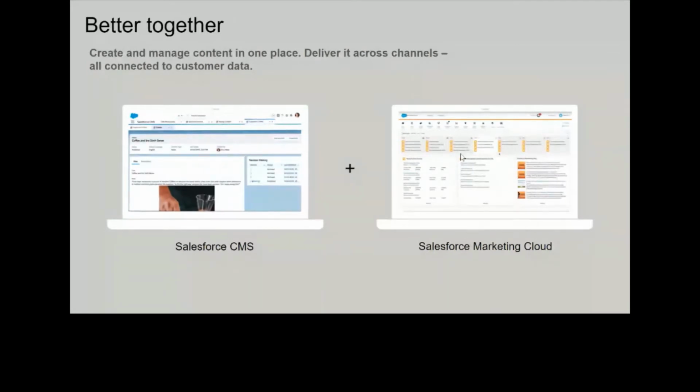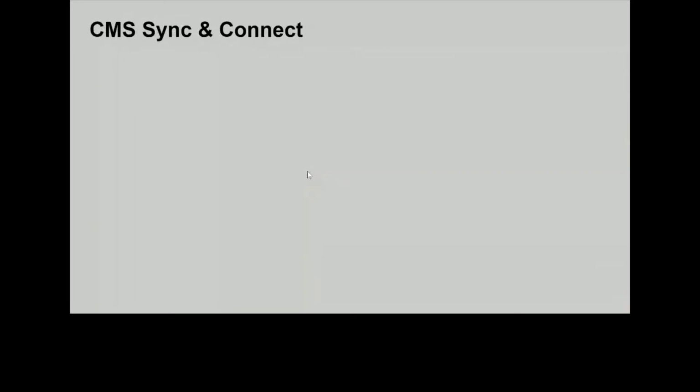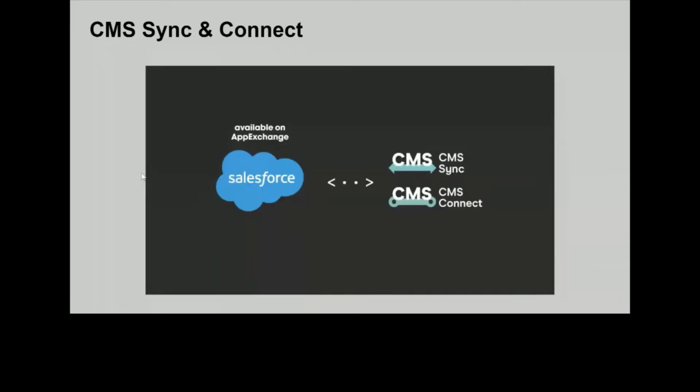There is no native way to integrate content between Salesforce CMS and Salesforce Marketing Cloud. So we have two apps here to eliminate that hassle: CMS Sync and CMS Connect. These apps create a wonderfully simple and great way to sync content from Salesforce CMS into Marketing Cloud, which will enable you to manage your content in one place, Salesforce CMS, and reduce the time to build your marketing campaigns, quick and easy at scale.